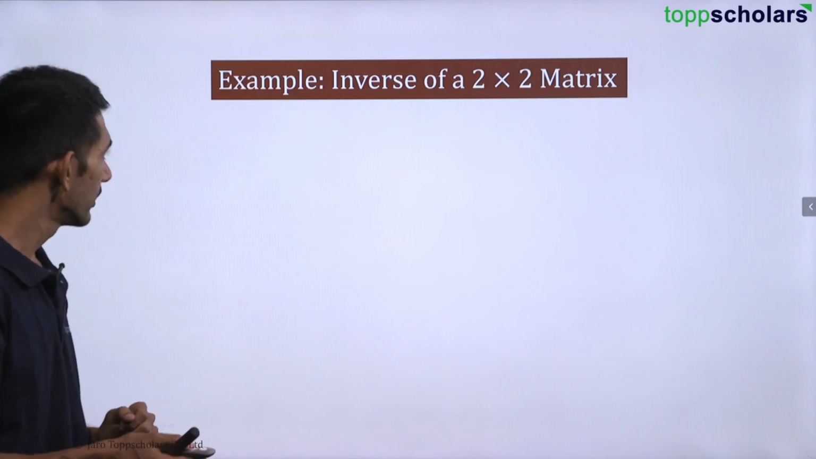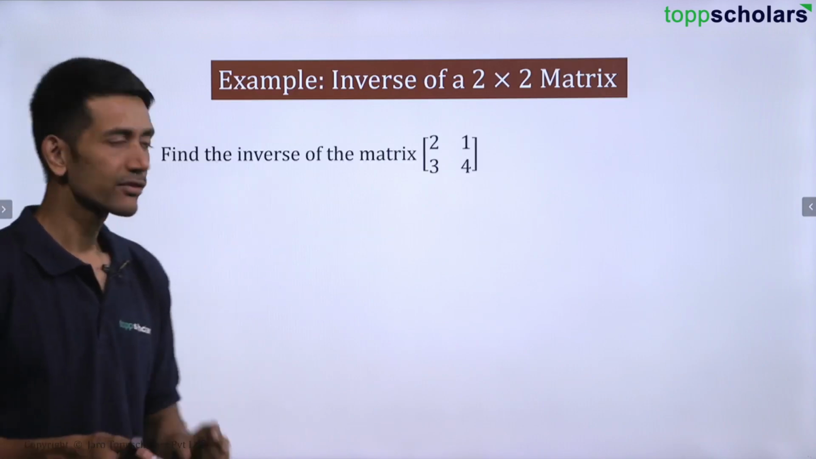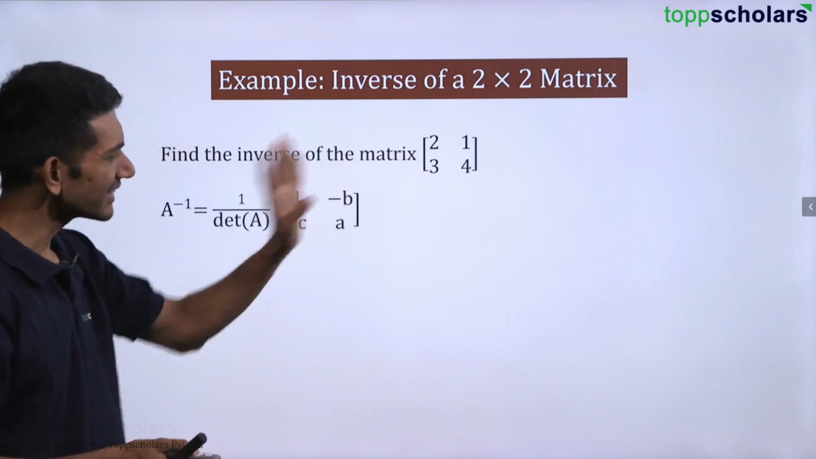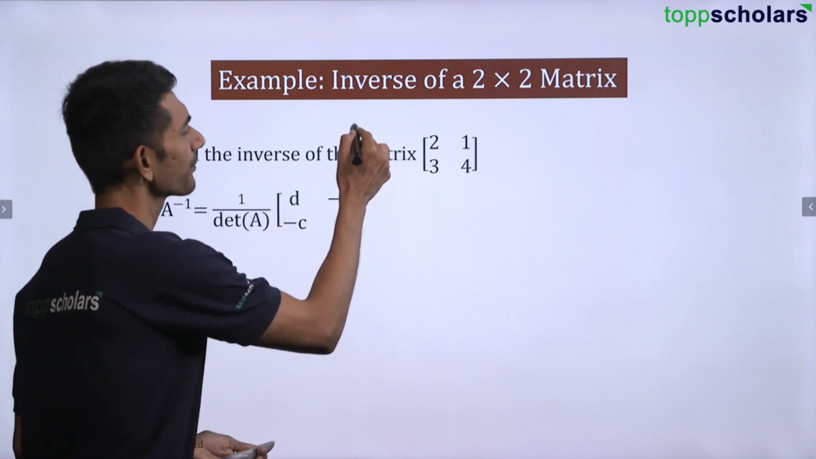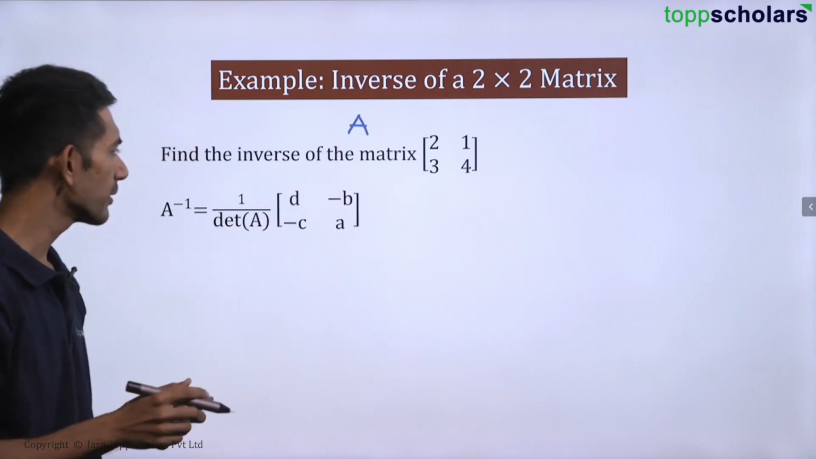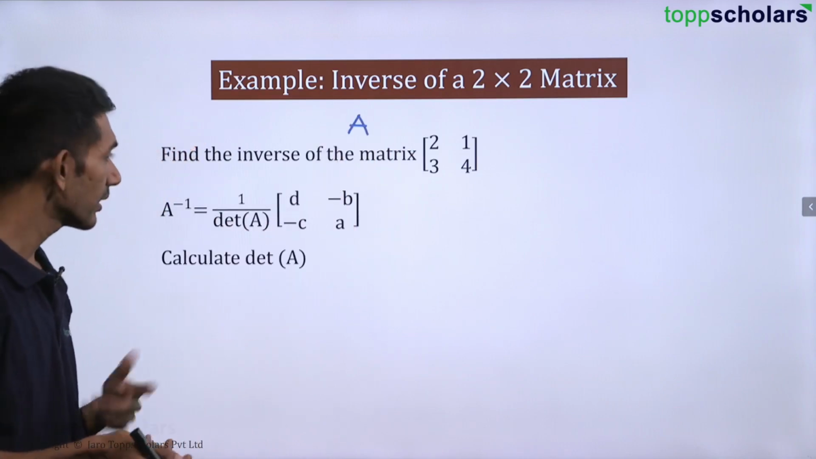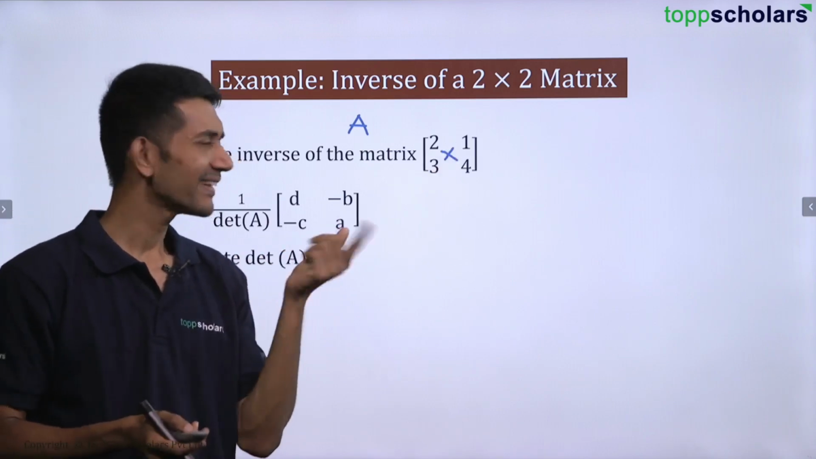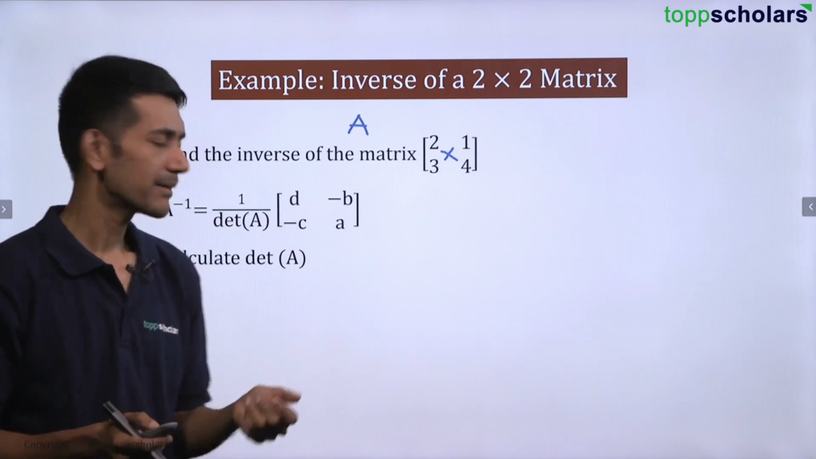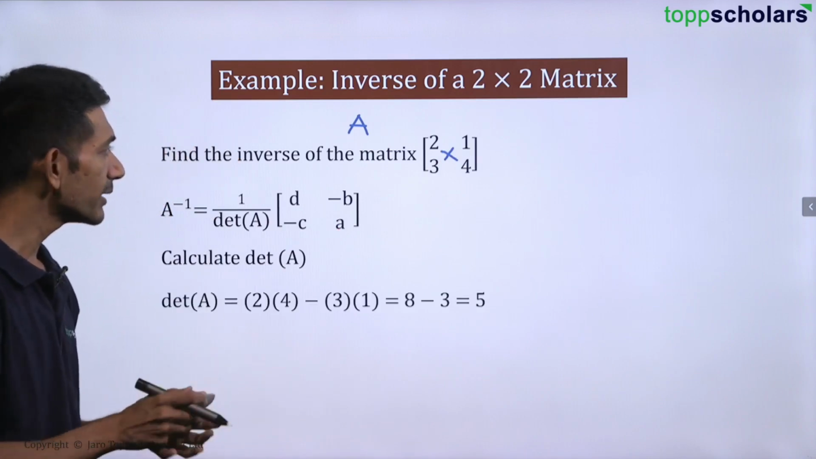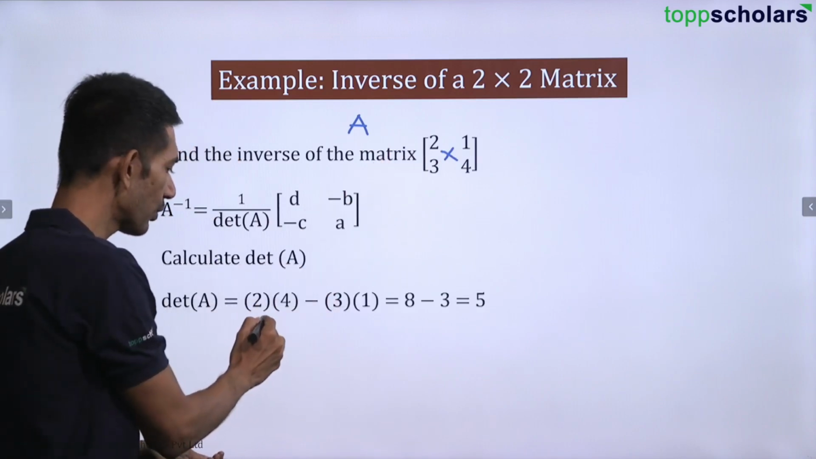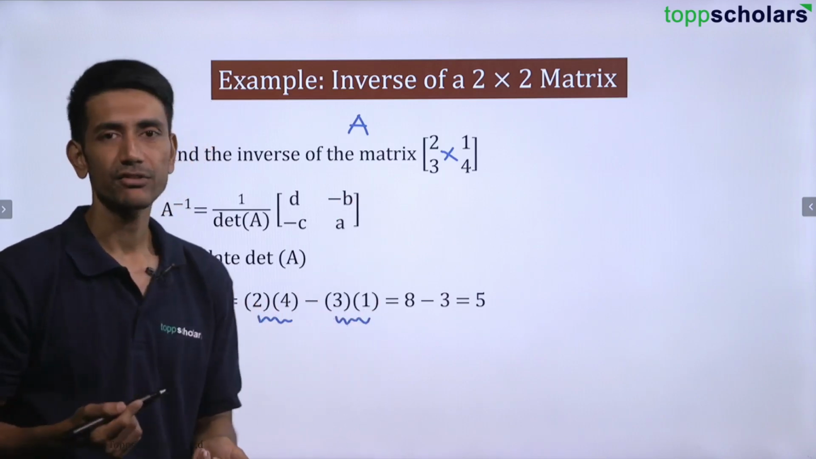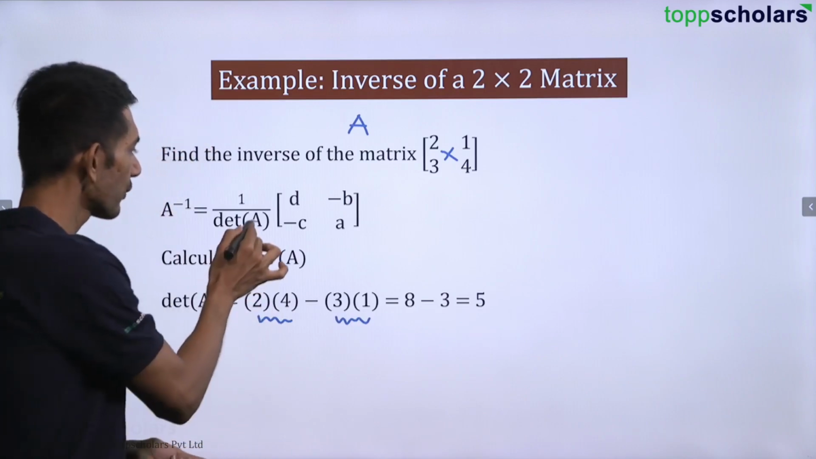Let us see this. Find the inverse of the matrix. Two things: first is the determinant. If I consider this matrix as matrix A, can you find the determinant? We just cross multiply and take a minus sign in the middle, subtracting them. So here the determinant will be 2 multiplied by 4 minus 3 multiplied by 1. That is 8 minus 3, that is 5. We got the determinant.